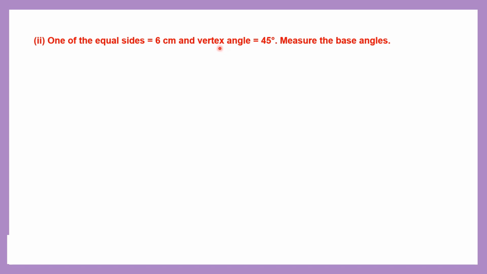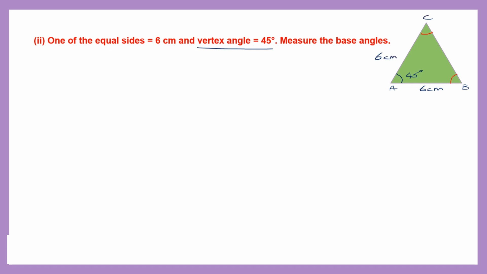So first let's get our rough figure. So we have a rough figure here. One of the equal sides is 6 centimeters. So let's write here AB 6 centimeters. This is one of the equal sides and here it says vertex angle is 45 degree. So we'll keep A as 45 degree and this as the vertex angle. If this is the vertex angle, then the other two angles are the base angles. So we have the base angle here and here. So these are the two base angles. So if this is one of the equal sides, the other equal side will be next to it. That is, this is 6 centimeters.